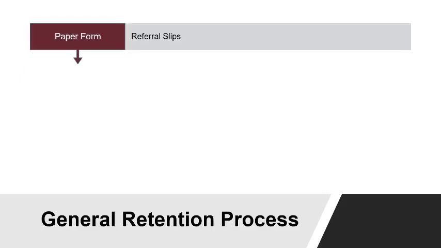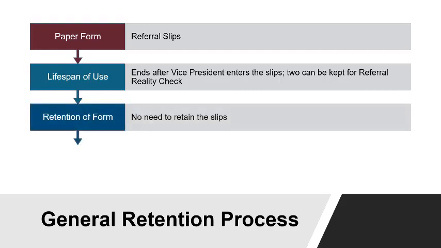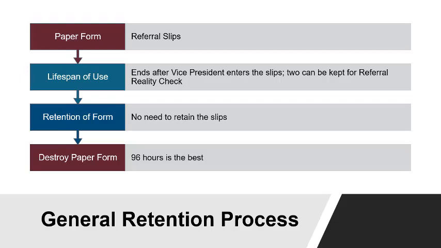So let's take the paper form of a referral slip. Yes, I know some of you don't use paper slips anymore. However, this is an example that may apply globally. The lifespan of use tends to end after the vice president enters the slips into BNI Connect. Two of these slips can be kept for the referral reality check for approximately 2 weeks. The retention of the form, there's no need to retain referral slips. So the referral slips should be destroyed approximately 96 hours after they enter the vice president's possession.